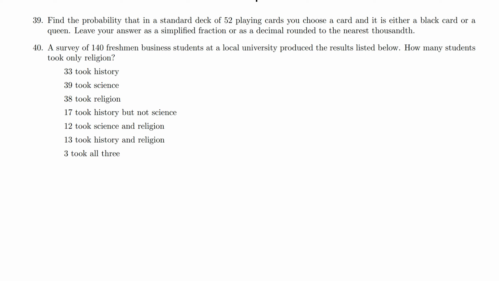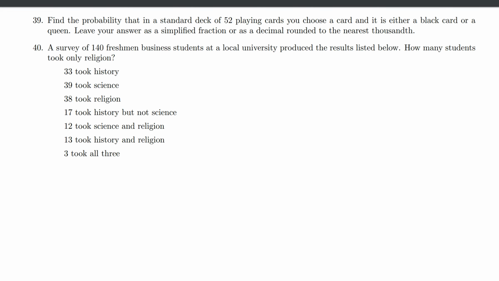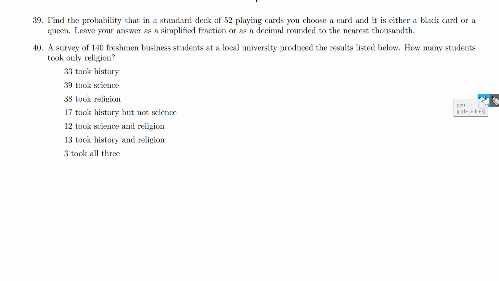Okay, now these relate to the last few lessons we had on probability. So let's read it over and come up with a strategy. So you're going to select a black card. Well, the probability of selecting a black card, we said, was half of the cards in your deck are black. So that would be 26 out of 52.